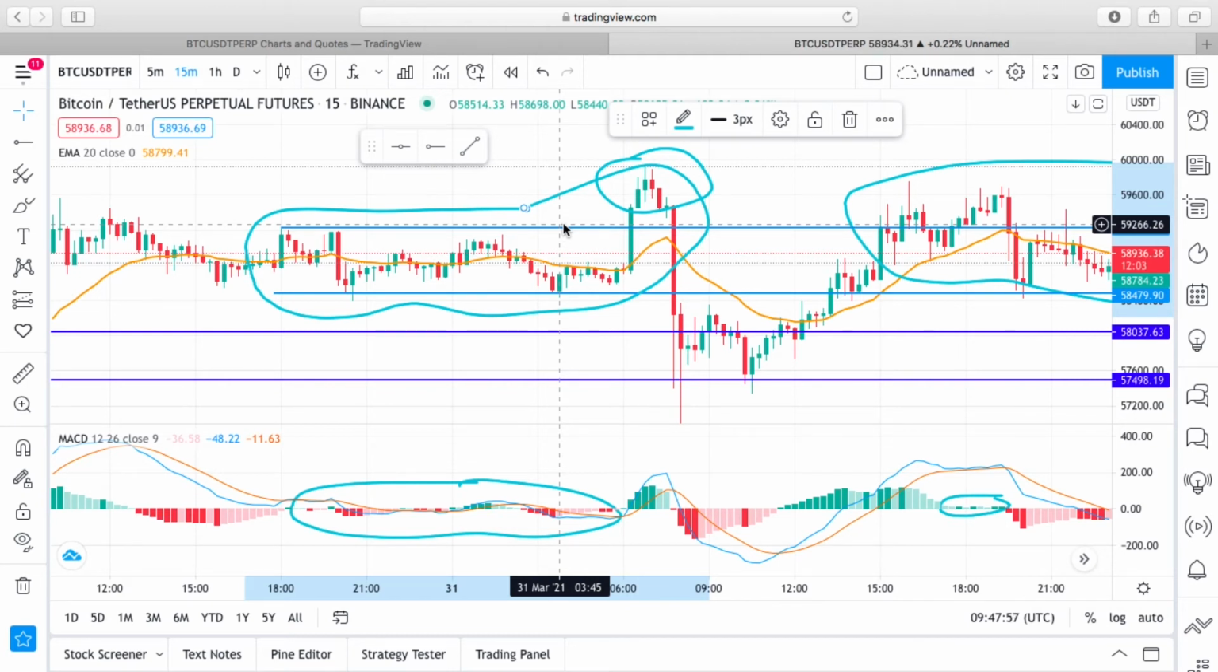This will be your entry. Very important. This will be your entry. So when this happens, when the candle breaks up, because you notice it's just consolidating, what does this mean? It means it will either go up or come down.